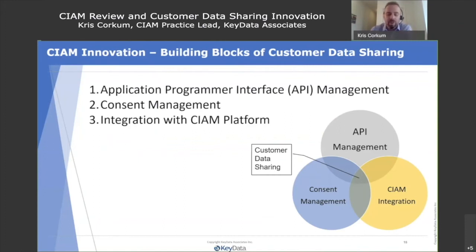So now that we've looked at open banking, let's come back to customer data sharing. And remember that this is a generalized pattern, while open banking is a specific example in implementation. So it's my view that customer data sharing sits at the intersection of API management, consent management, and CIAM integration. And I'll try to break these down one at a time.